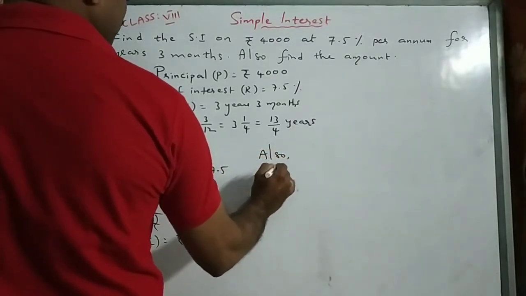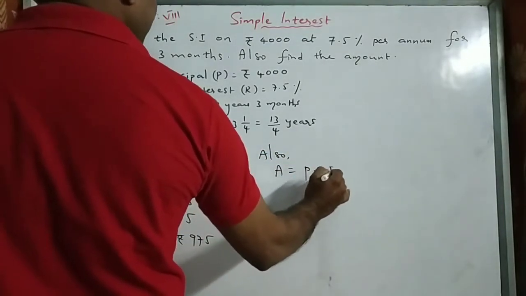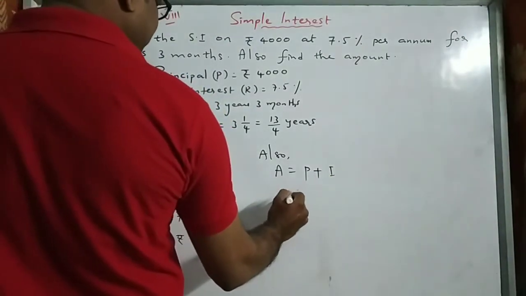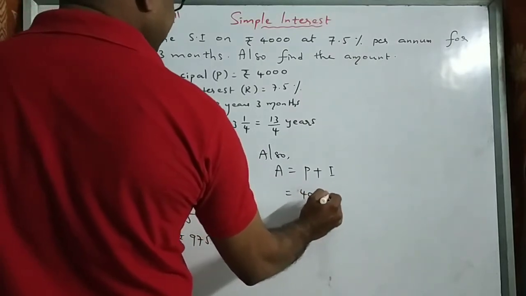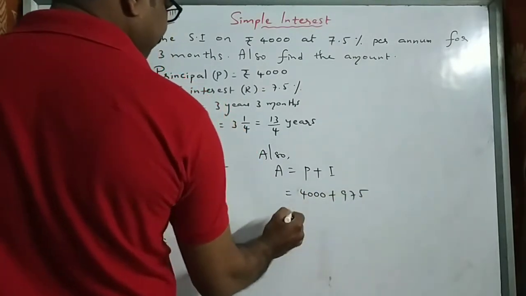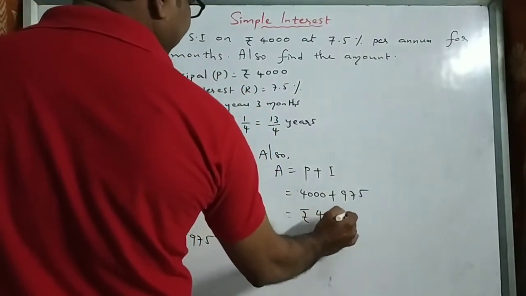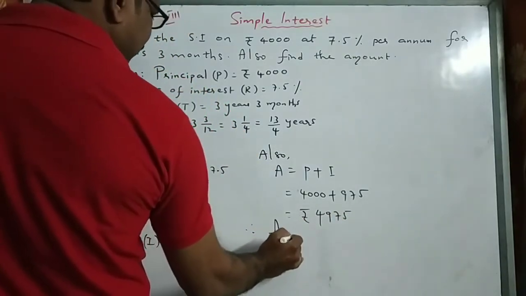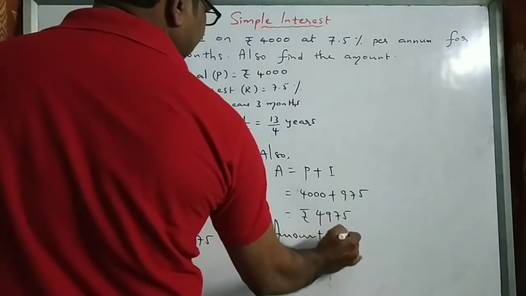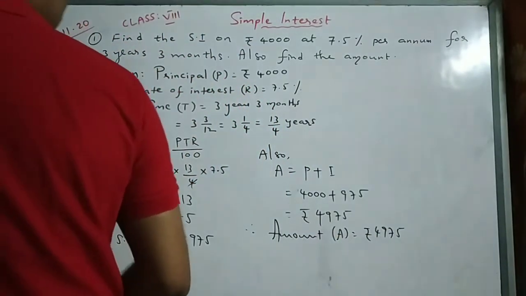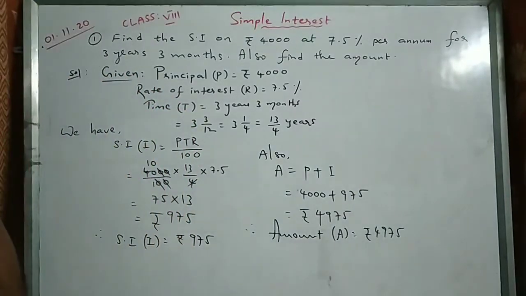Also they asked us to find amount. Amount A equal to P plus I, principal amount plus interest. Okay. So principal amount how much is there? 4,000 plus interest on that is 975. So rupees 4,975. Therefore amount A is equal to rupees 4,975. That is the solution. Clear? Let us see one more question.